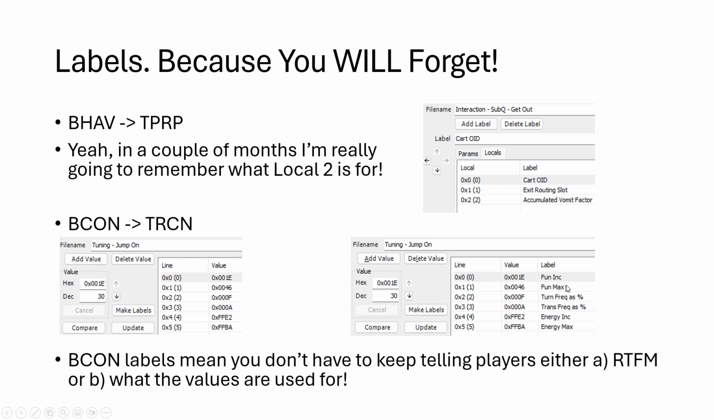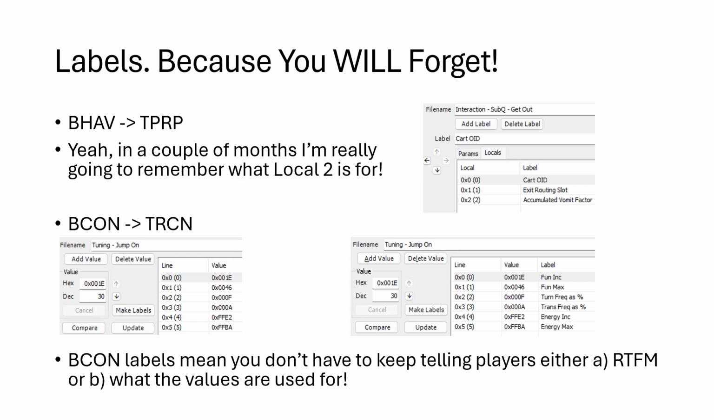Energy increase, energy max, they must be from jumping on sofas or something. As you jump on a sofa, your energy goes down because FFE2 is a negative number, but your fun goes up. So you could tweak these and change them so that your energy goes up faster or down slower, or whatever you want.